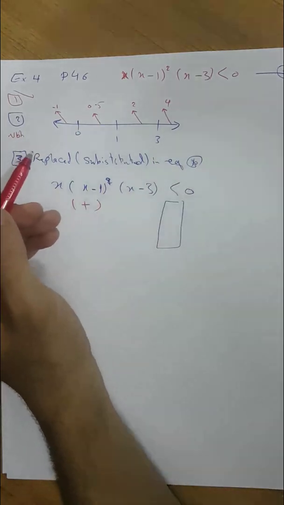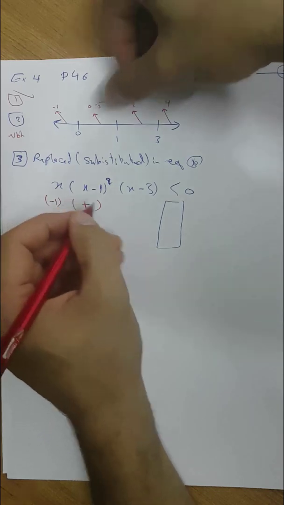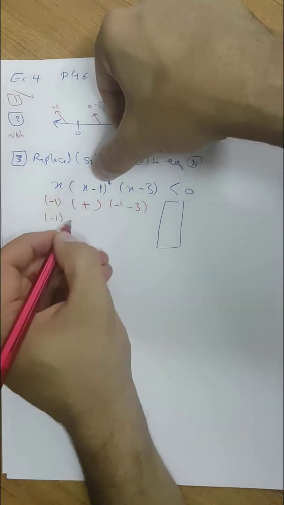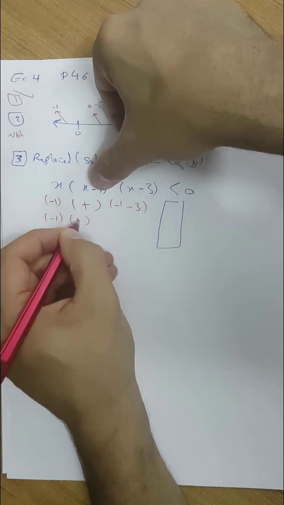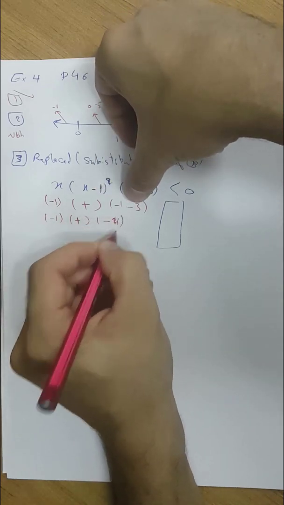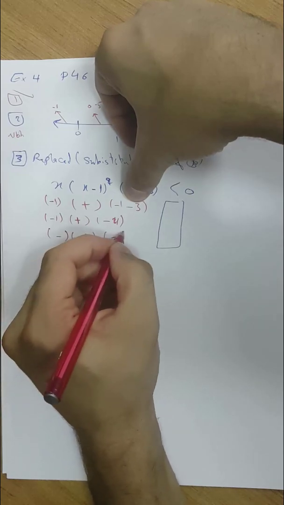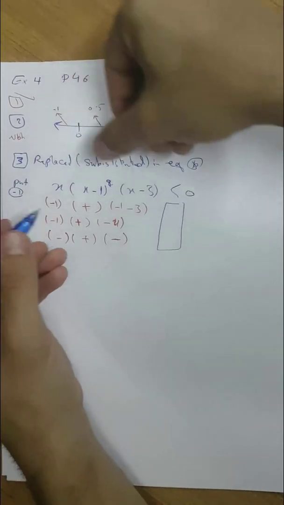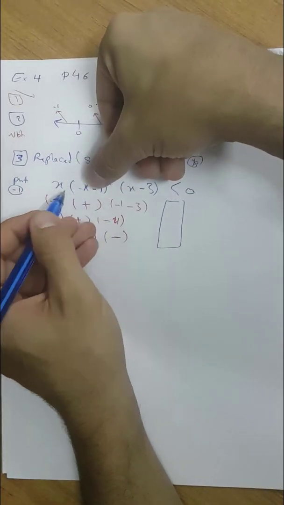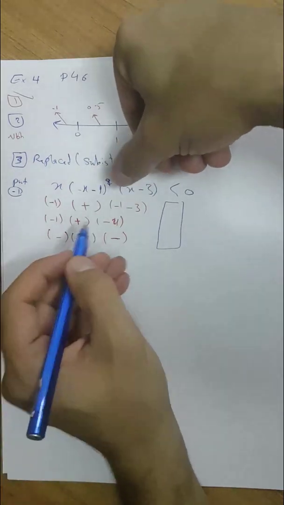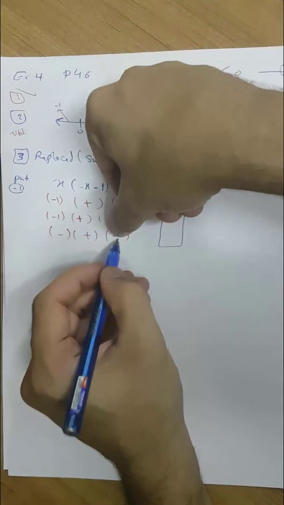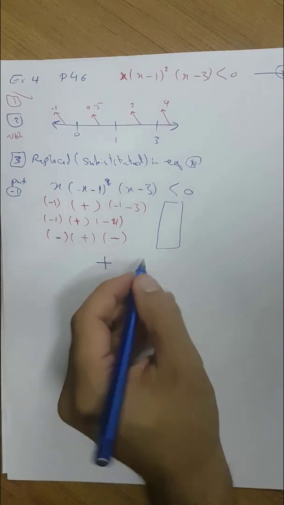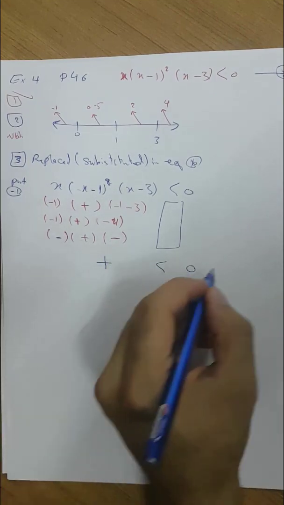So if I put minus 1 here, minus 1 minus 1 is equal to minus 2, and I get the positive part. And how about here? Minus 1 minus 3 is minus 4, which means negative. So negative by positive is negative. Negative by negative is positive. So I got positive, and positive is not less than 0. Ask yourself, no. So cancel.